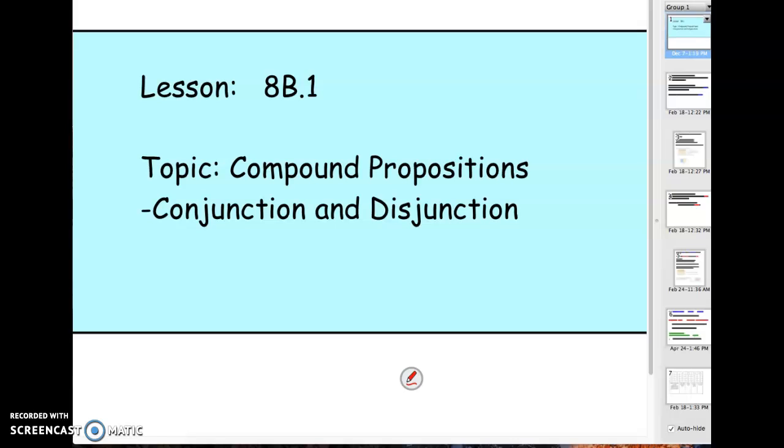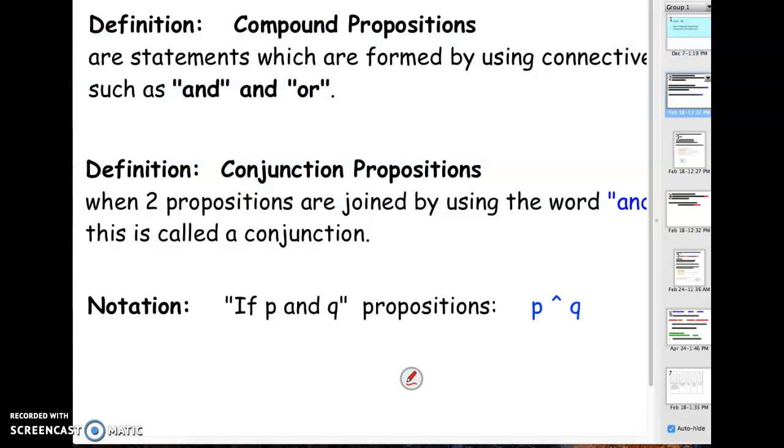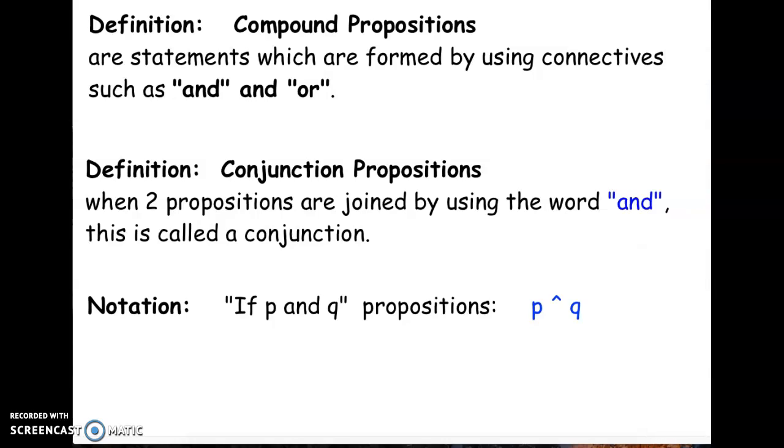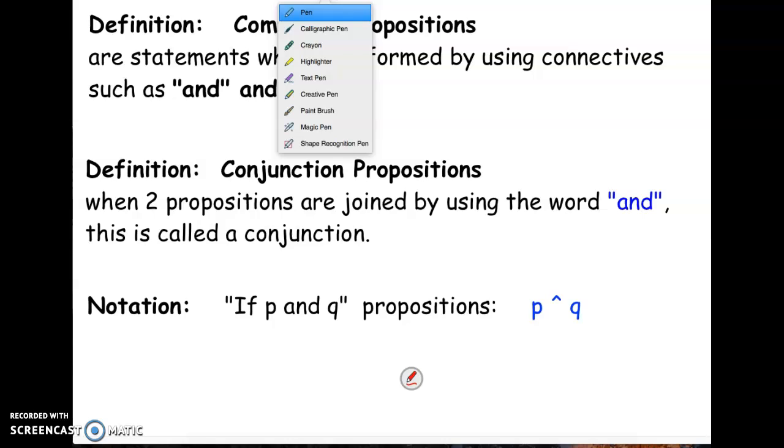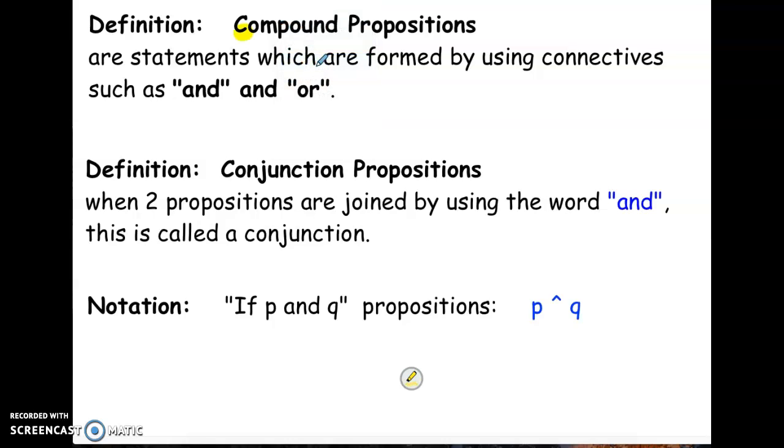This lesson is on compound propositions, dealing with conjunction and disjunction. The definition for a compound proposition is statements that are formed with connective words such as and or. So I'd probably highlight the definition of compound proposition using the word and or.